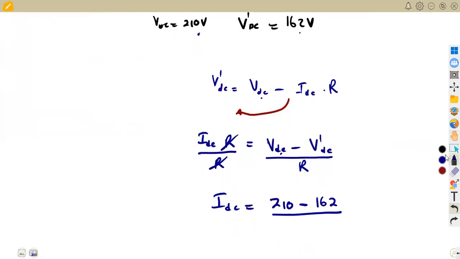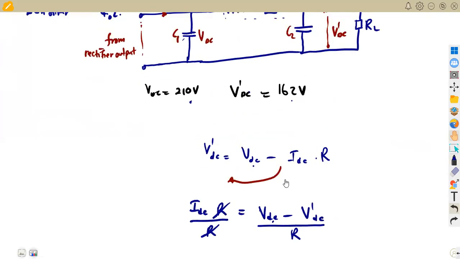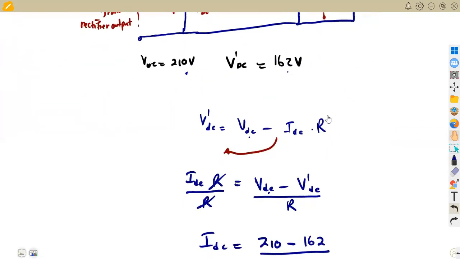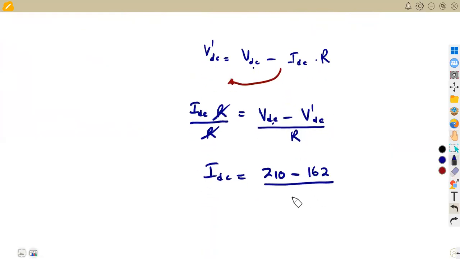Divide to the resistance. Okay, we're going to have our resistance of 200 at the choke there. Our resistance is 200 ohms. So that's it, we divide. We have got our load current, which was going to be 0.24 amps. So this gives us 0.24 amps.